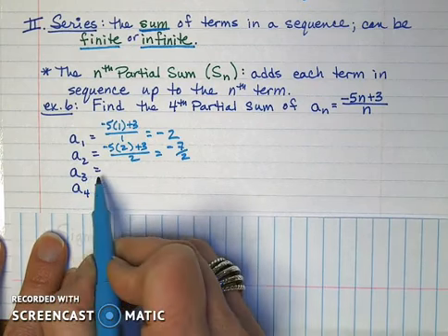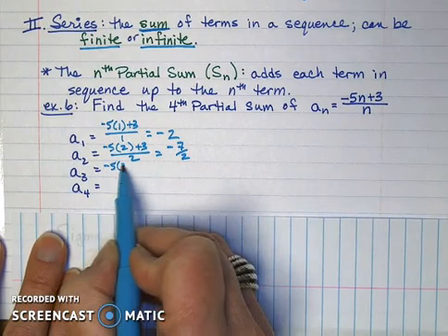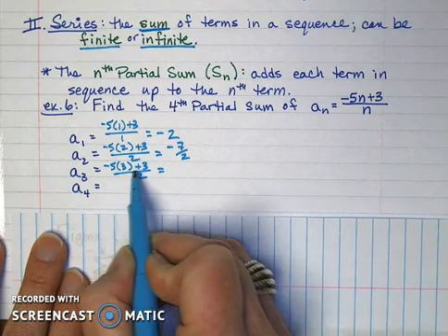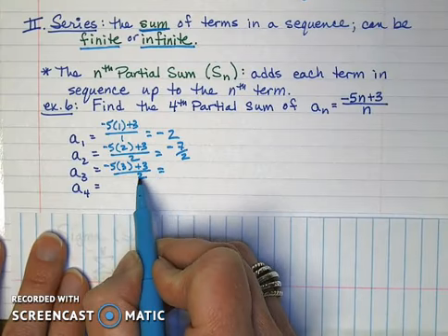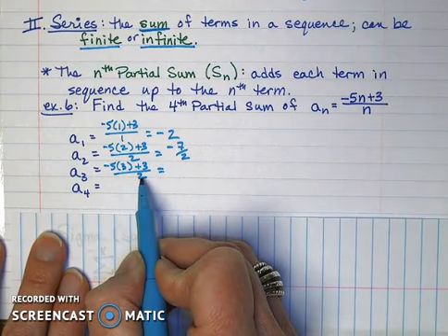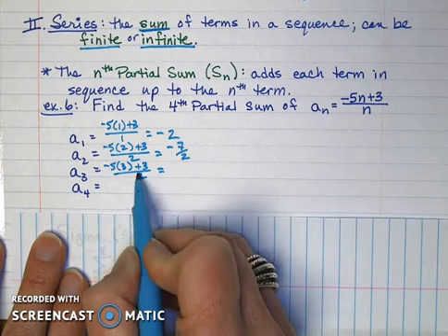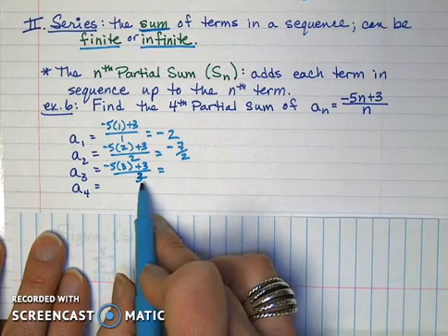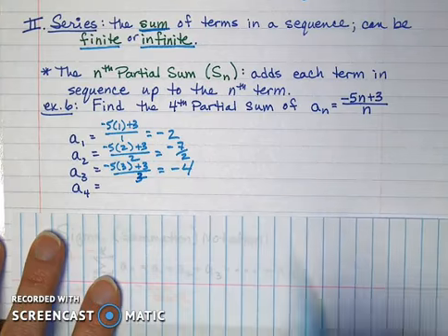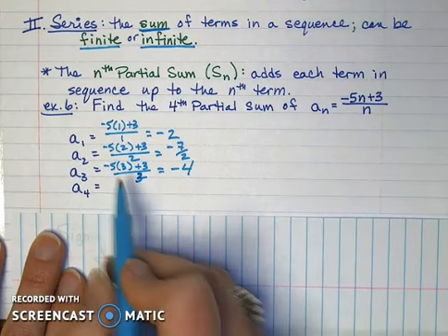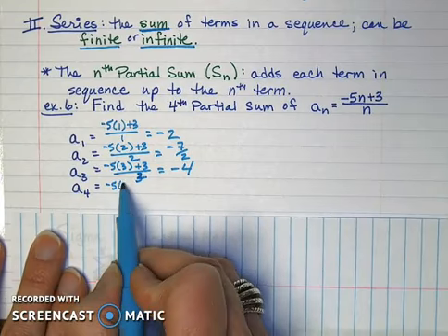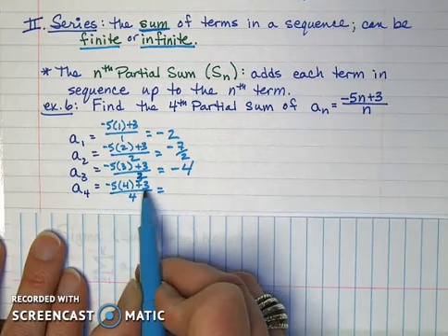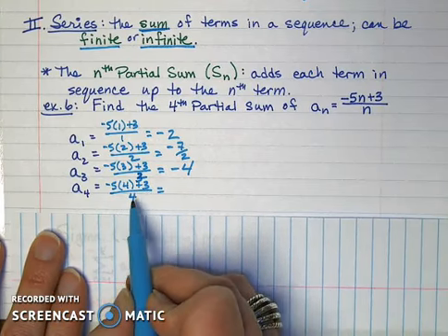Third term. So we have negative 5 times 3 plus 3 divided by n. That needs to be a 3. Let me back up. So negative 15 plus 3 is negative 12. Divided by 3 is negative 4. Almost messed up there. All right, plug in the 4. So I got negative 5 times 4 plus 3 divided by 4. That's going to be negative 20 plus 3, negative 17 divided by 4. I'm going to leave it that way.